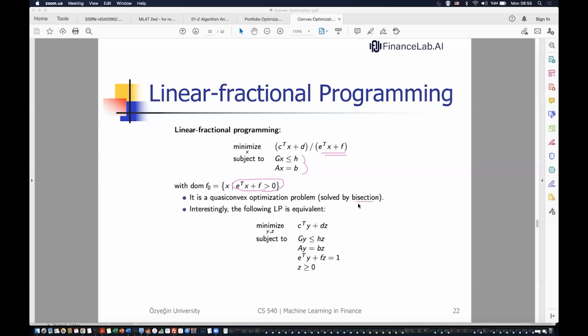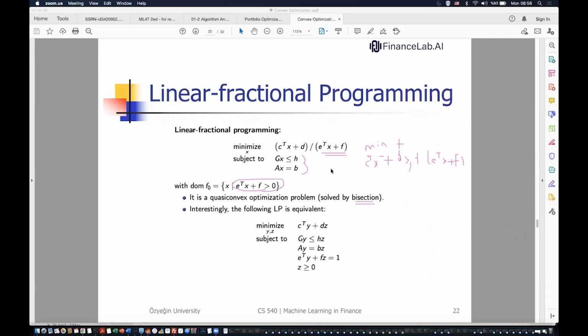So it can be solved by the bisection method, where we turn this into a quasi-convex problem in which we are instead minimizing some t, where t will be a function of these division variables. So it will be something like c transpose x plus d should be smaller or equal than t times e transpose x plus f. And there will be additional constraints on t, where these constraints are satisfied. By using this bisection method, where we are always halving this t, we can solve this problem. But this is a quasi-convex way of formulating and solving the problem.